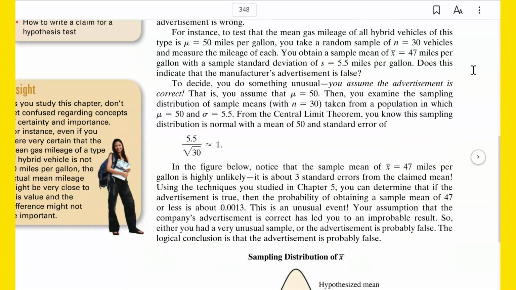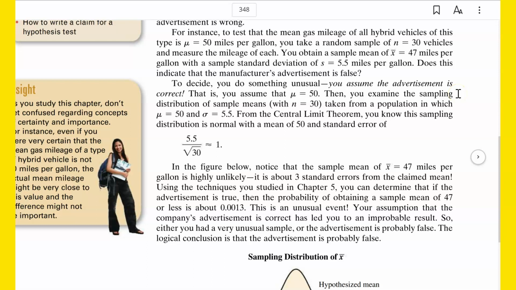For instance, to test that the mean gas mileage of all hybrid vehicles of this type is mu equals 50 miles per gallon, you take a random sample of 30 vehicles and measure the mileage of each. You obtain a sample mean of x bar equals 47 miles per gallon, with a sample standard deviation of s equals 5.5 miles per gallon. Does this indicate that the manufacturer's advertisement is false? To decide, you do something very unusual. You assume that the advertisement is correct.